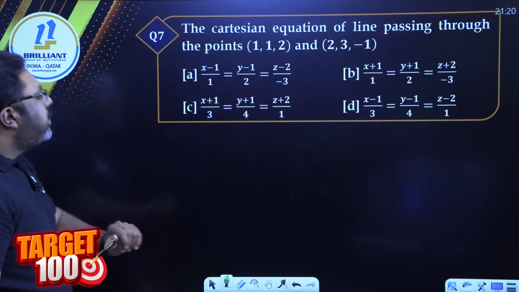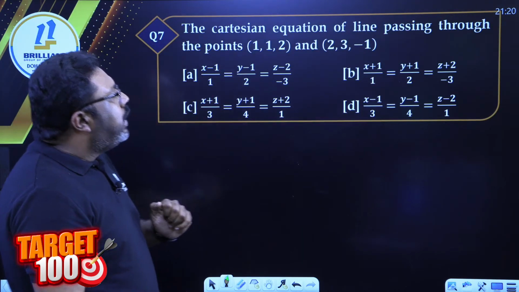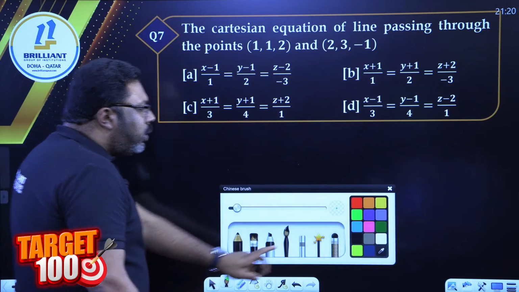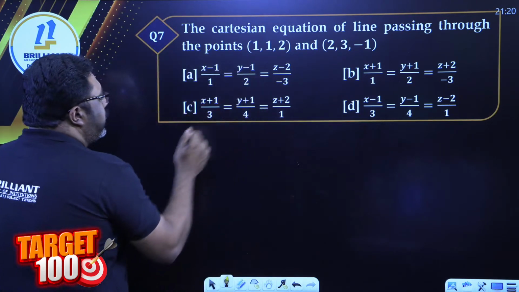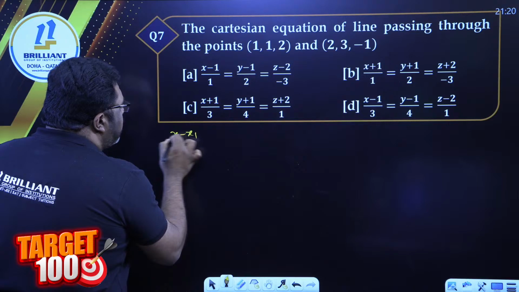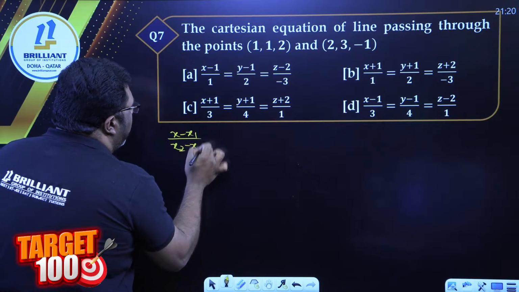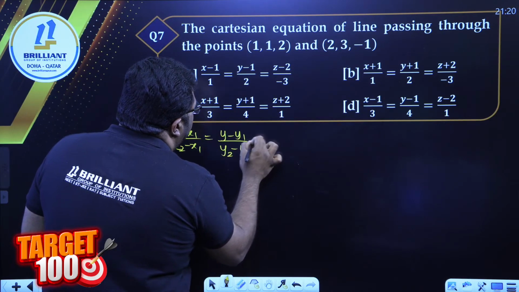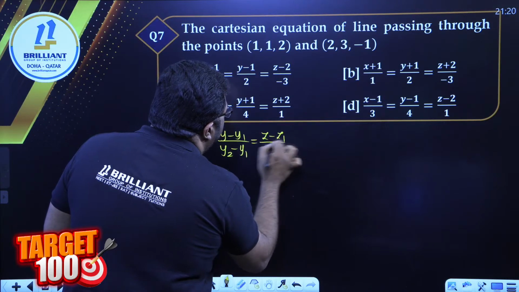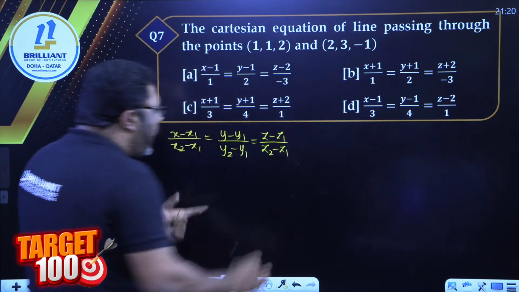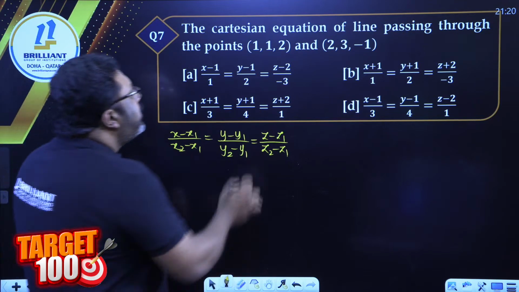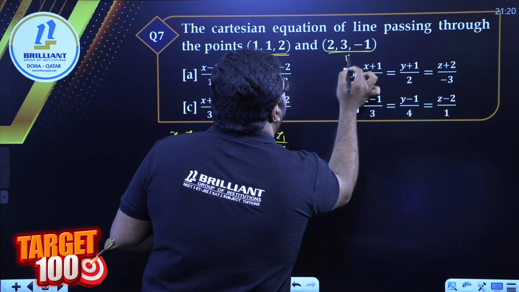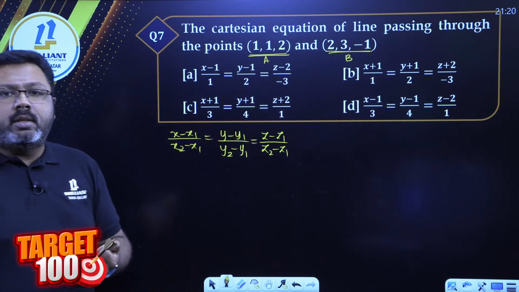Okay, moving forward, question number 7. The Cartesian equation of the line which passes through 2 points. Very basic question. The equation is (x minus x1) by (x2 minus x1) equal to (y minus y1) by (y2 minus y1) equal to (z minus z1) by (z2 minus z1). This is how you write the Cartesian equation of a line which passes through 2 points. The first point A, the second point B.